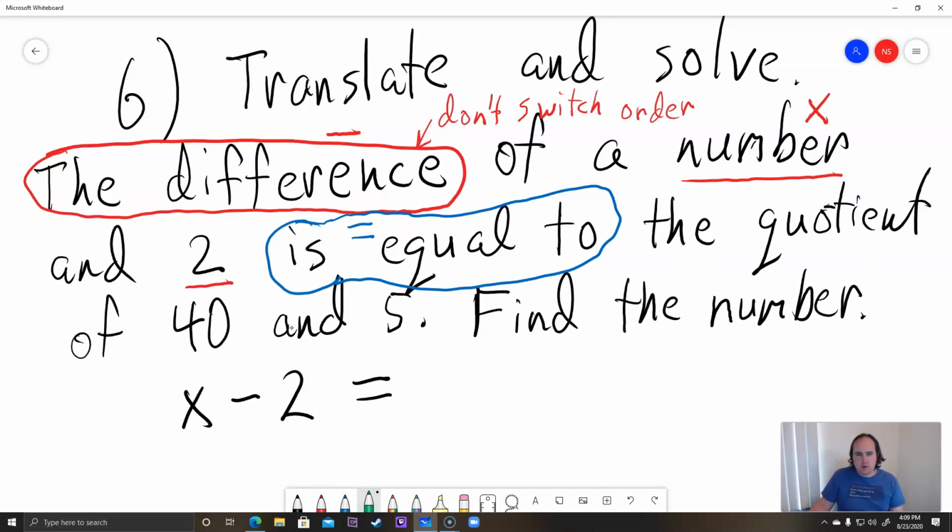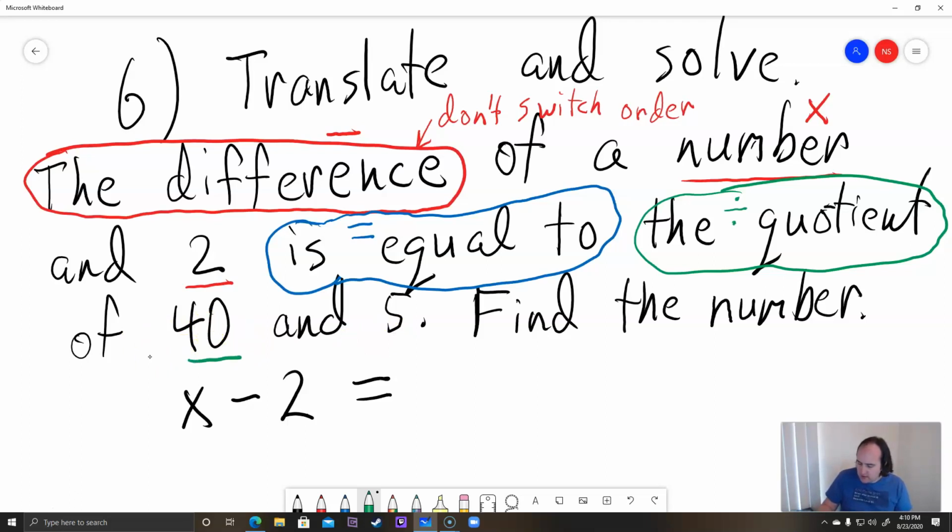So what did we say quotient means? Well, we said the quotient means you actually divide. Okay, so we're going to be dividing here. All right, and you're going to be dividing in order. You're not going to switch the order. So they say the quotient of 40 and 5. That means in order, you're going to be doing 40 divided by 5. So 40 divided by 5.